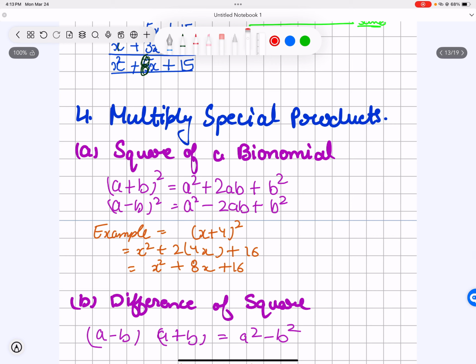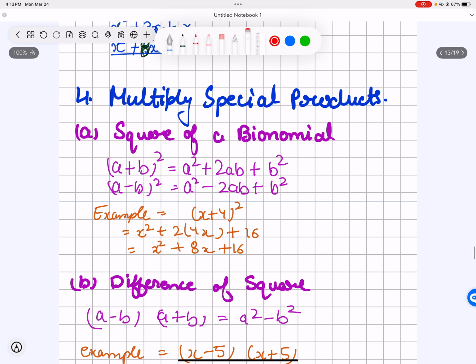So in the next part, I'm gonna talk about multiplying special products. So first, I'll talk about the square of the binomial. Here are some formulas that we use in order to solve polynomials.